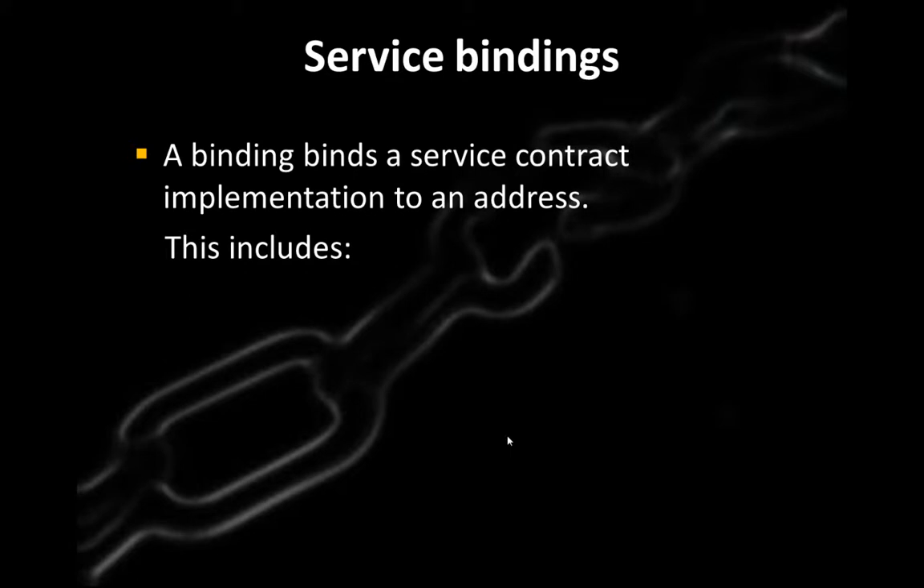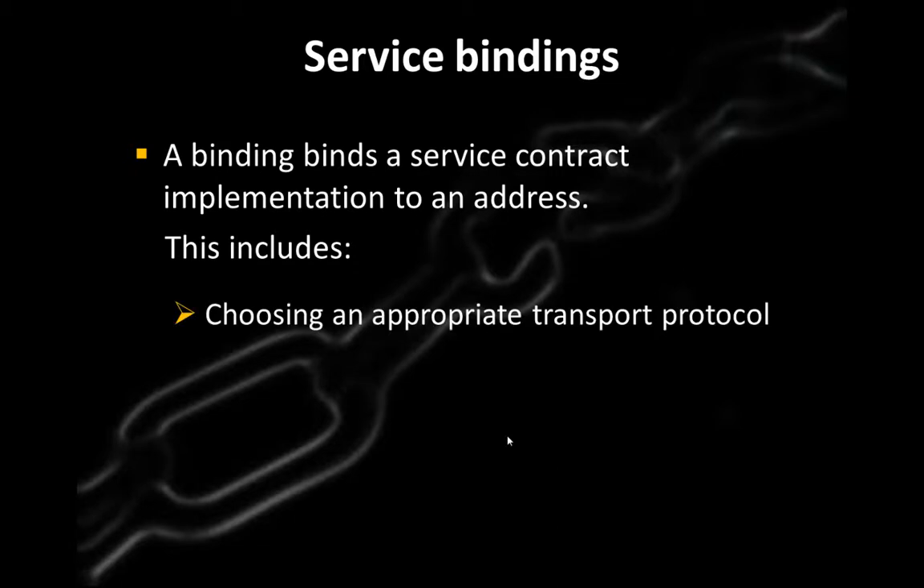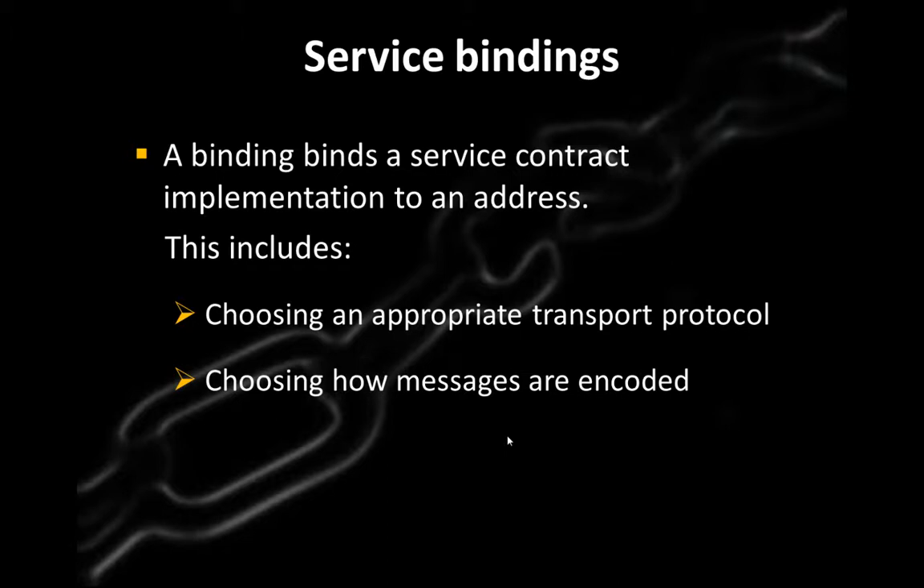Let's talk now a bit about the bindings. The binding is going to bind the service contract to the address. So that includes choosing an appropriate transport protocol, choosing how the messages are encoded, what is the data format that is going to be used by our messages, and as well defining how the security works.